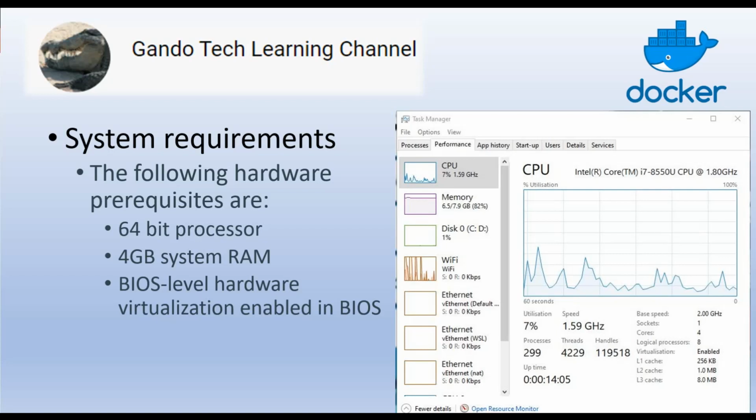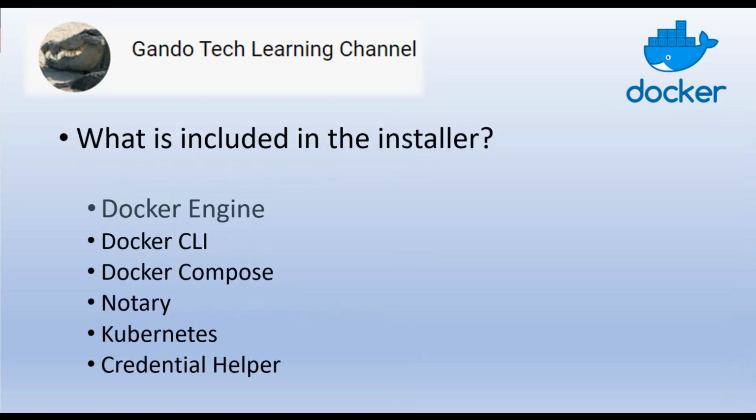This indicator tells you that the virtualization is also ready to get Docker up and running. In Windows 10 it is normally enabled by default, but if for any reason it was disabled, you just need to go to your BIOS, find the virtualization setting, and enable it. That's it, simple as that.